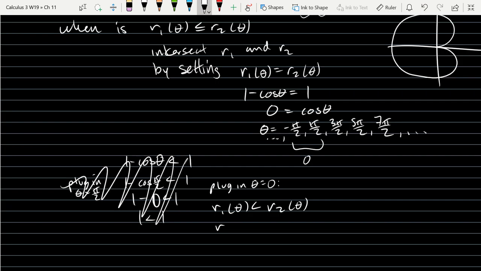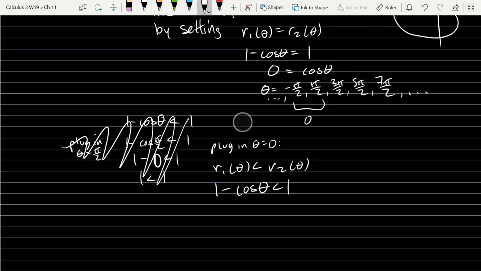So r1 of theta, that's 1 minus cos theta. Is that less than 1? 1 minus cos 0, 1 minus 1 is 0. All right, 0 is less than 1. So that means between negative pi over 2 and pi over 2, the cardioid is less than the circle for all those values.